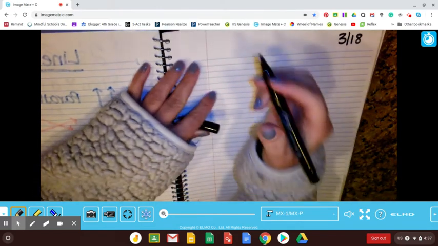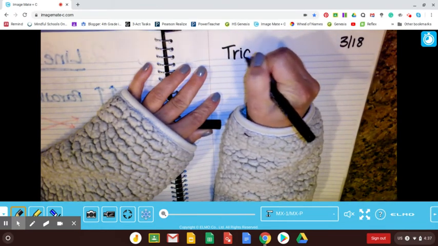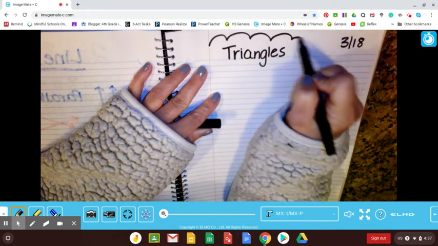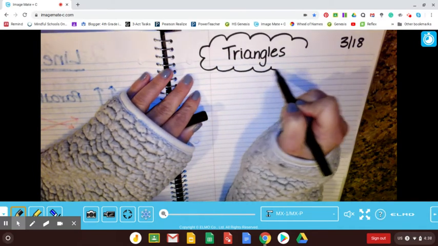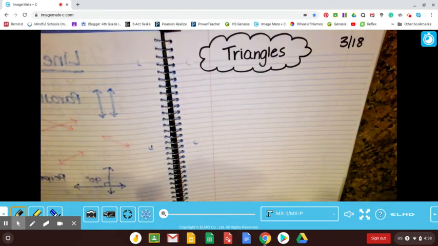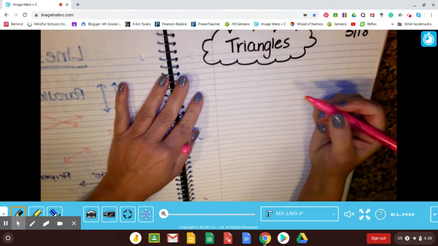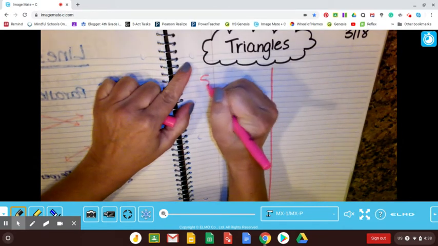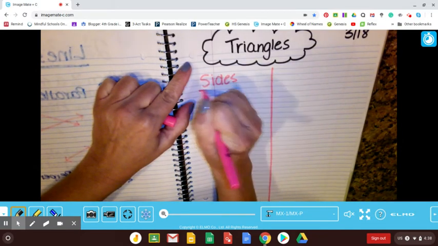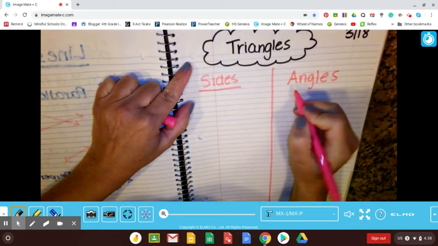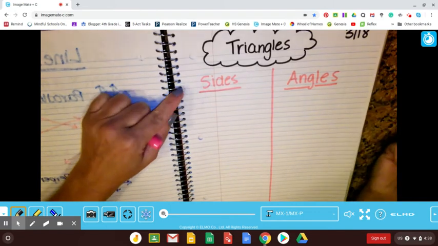And today we're going to be talking all about triangles. All right. So triangles, we can classify them two different ways. We can talk about triangles based on their sides, and then we can also classify triangles based on their angles. So I'm going to draw a line right down my paper, and I'm going to write sides and write angles.